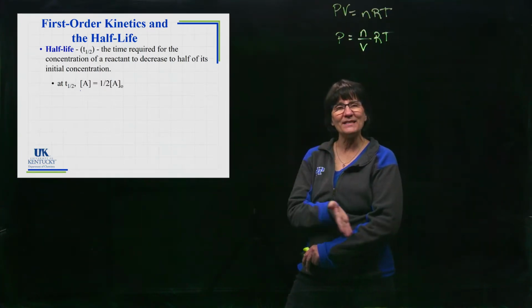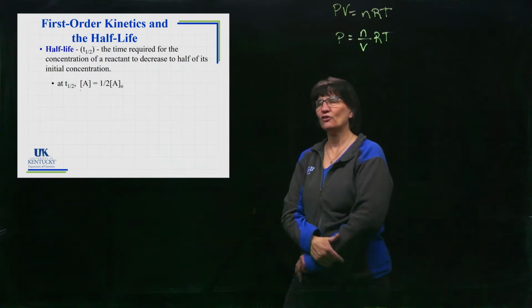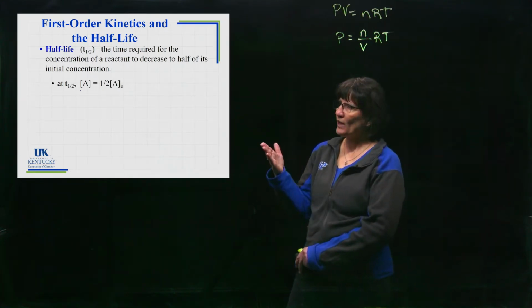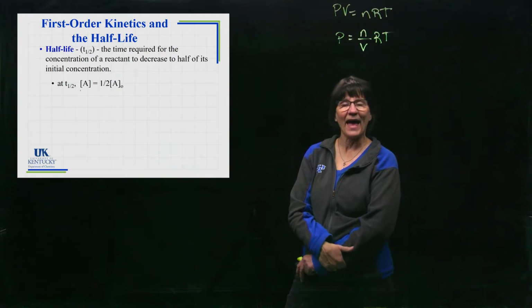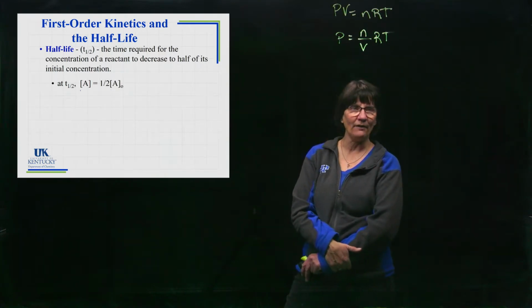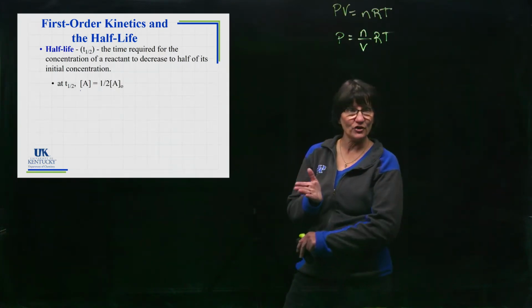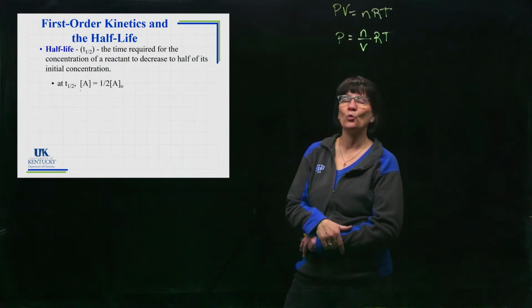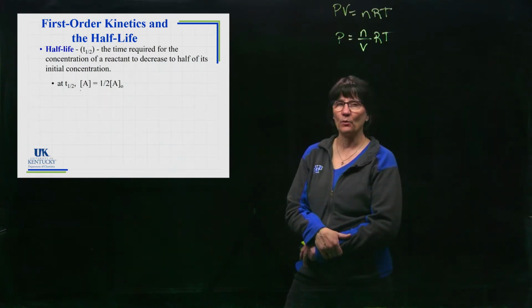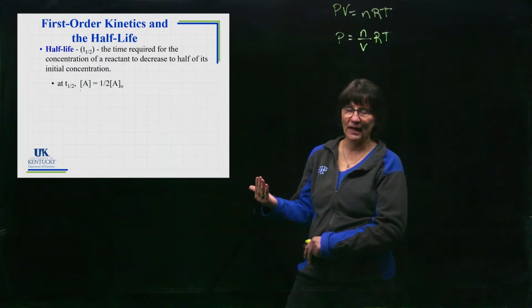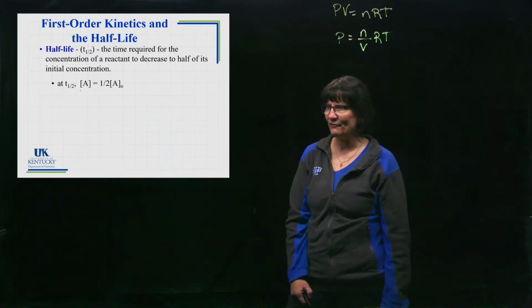However much time it takes to cut it in half is called the half-life. So we have a way of writing that. The half-life, T sub 1/2, is the point at which the concentration, A, is equal to 1/2 of where you started. Take what you started with, cut it in half. However much time it takes to do that is a half-life.